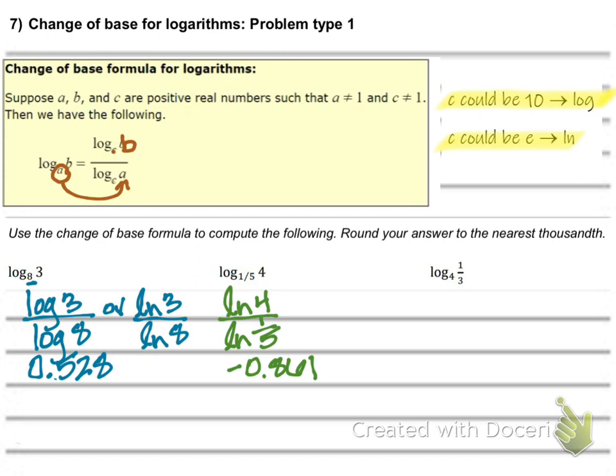So this is log base 4 of 1/3. I could rewrite that as the log of 1/3 divided by the log of 4. Base is on the bottom: log of 1/3 divided by the log of 4. And that is negative 0.792. The important thing is that you choose one. You can't do log for the numerator and natural log for the denominator.